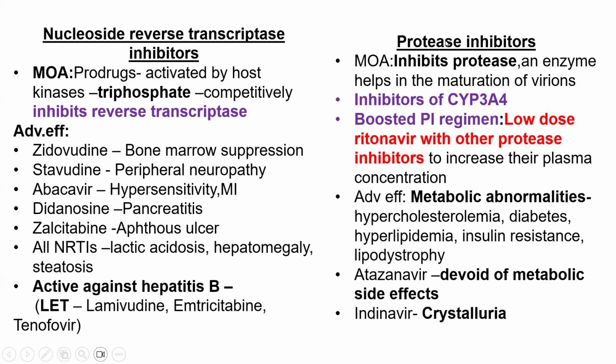Okay. Then comes protease inhibitors. This is also specifically asked as a short note. From the name itself, you can write the mechanism. It inhibits protease, and these protease inhibitors are also inhibitors of the CYP enzyme, CYP3A4. So there is a regimen called the boosted PI regimen. It is nothing but low dose ritonavir with other protease inhibitors. Ritonavir is a drug which has maximum inhibition of CYP3A4. So low dose ritonavir can be given with other protease inhibitors to increase their plasma concentration. This is called the boosted PI regimen.